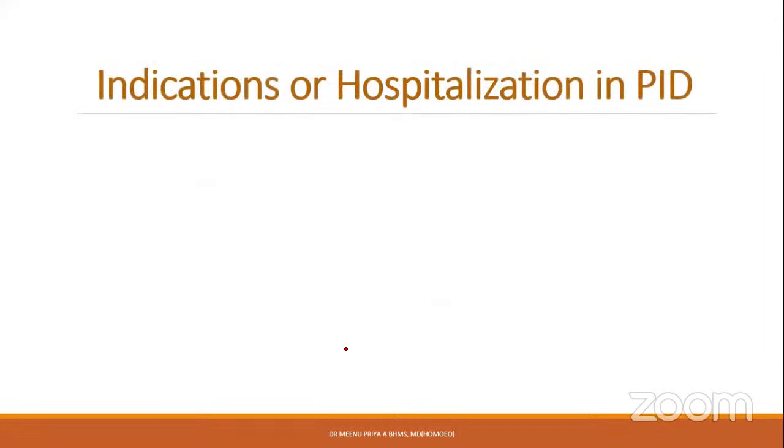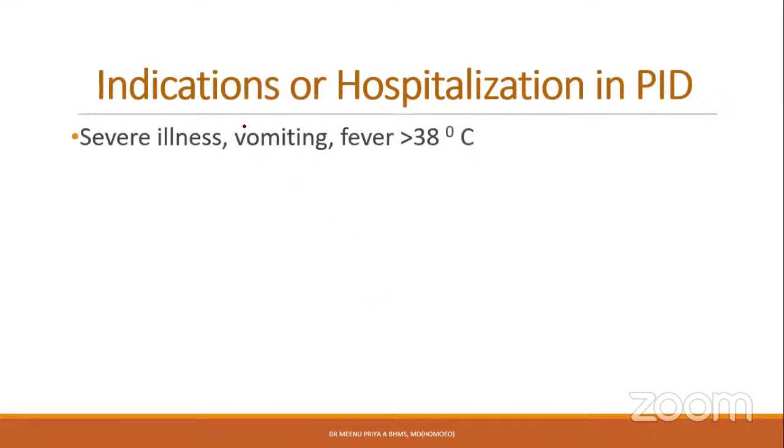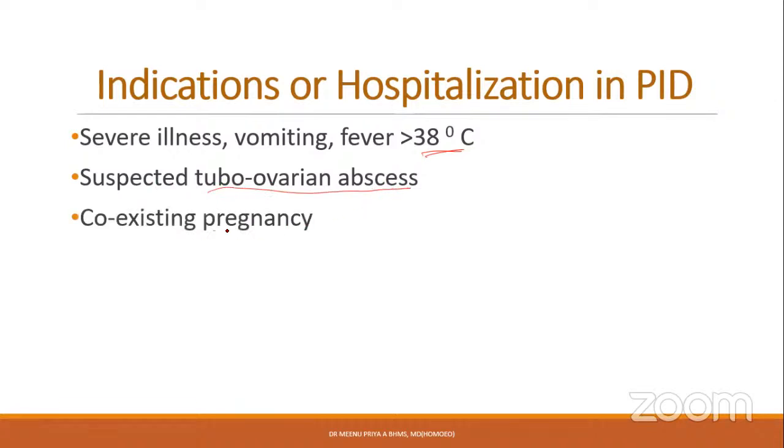Next, indications of hospitalization in PID, like when can you admit the patient and when you can see them on OPD basis. Severe illness, vomiting, fever more than 38 degrees Celsius. And then I think in the previous slide I told Fahrenheit, so it is Celsius, 38.6 degree in the additional criteria. So it is Celsius. And then suspected tubo-ovarian abscess.